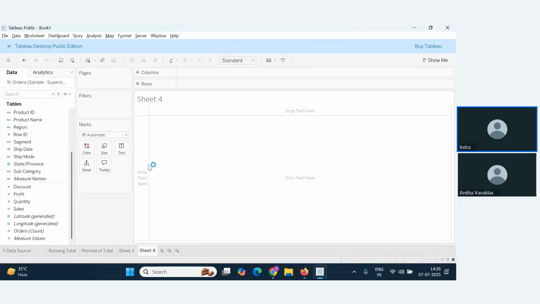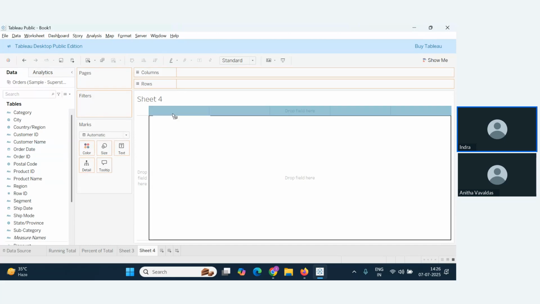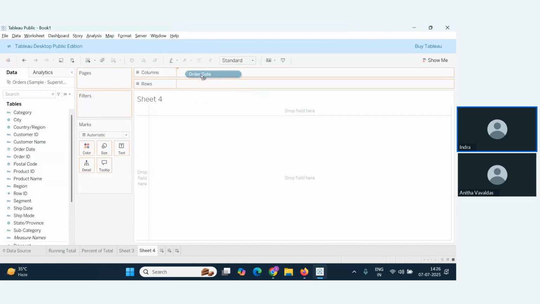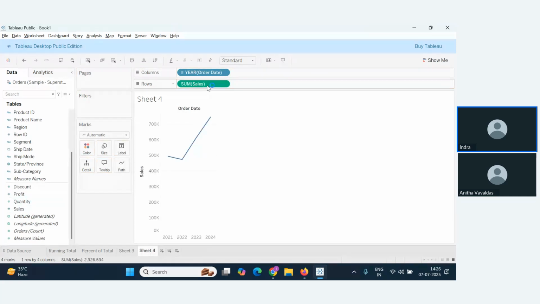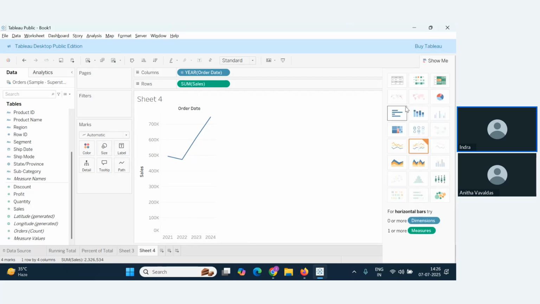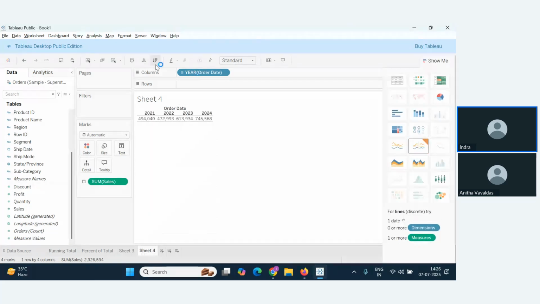Okay. So what I will do first, I'll take my order date and I will drop it on the column shelf. I'll take the sales field and drop it on the row shelf. So if you see, Tableau is automatically creating the line chart for us. Okay. I'll do one thing. I'll go to Show Me. I'll select the table.